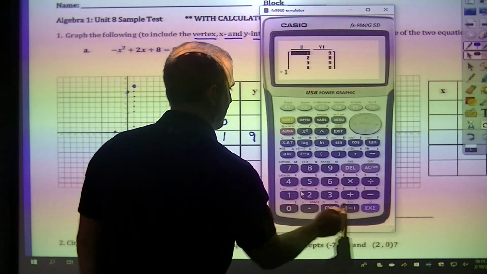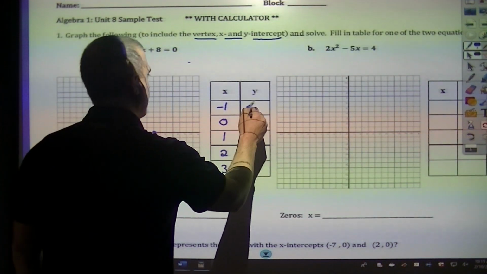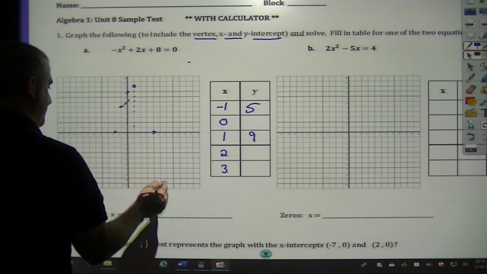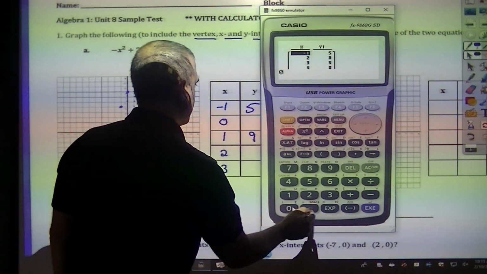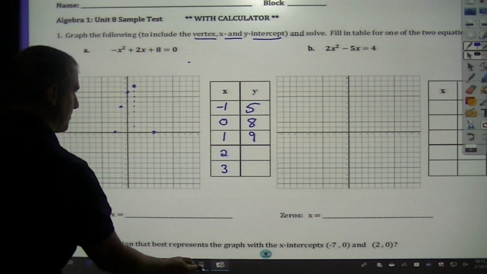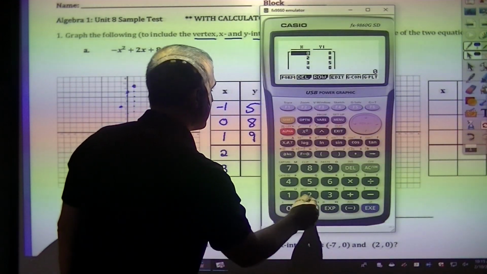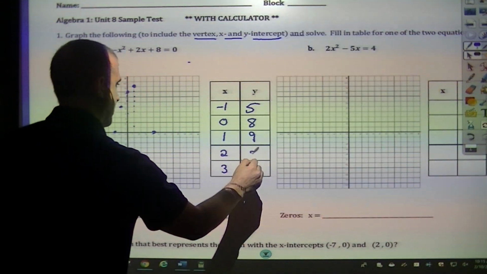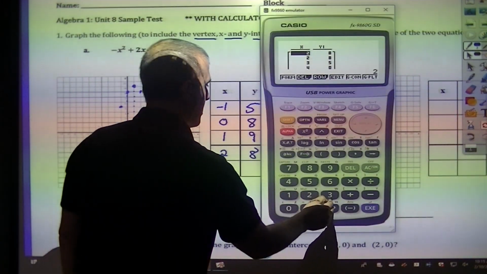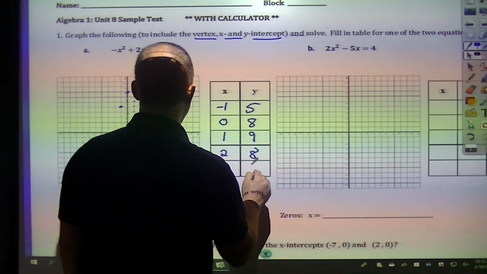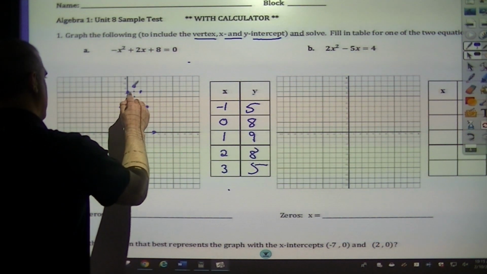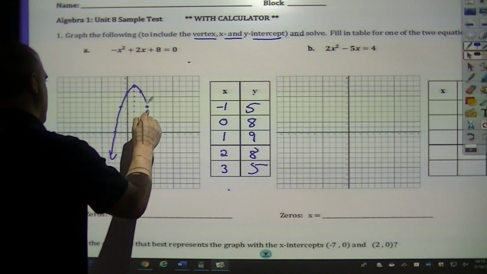So I can put in -1 and I would get 5. So -1 over 1, 2, 3, 4, and 5. Okay? I can put in 0, which I already know the answer is 8. All right, and I've plotted that point. Then I've got 1, 9. Then I'd get 2, 8. Okay, so 2 over 8 up would be about here. All right, and then 3, 5. All right, 1, 2, 3, 4, and 5. So here's what my graph looks like.